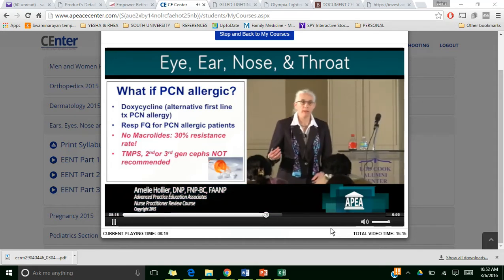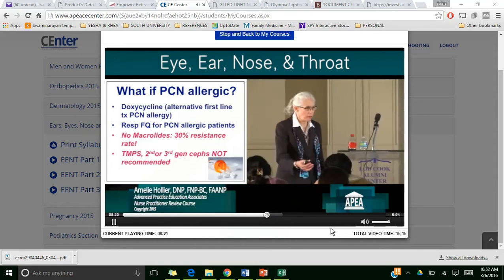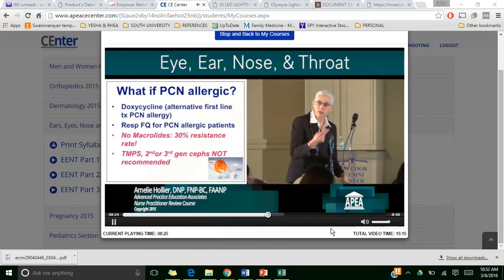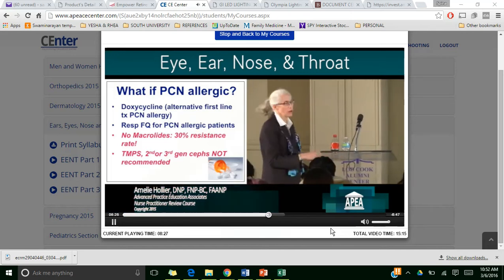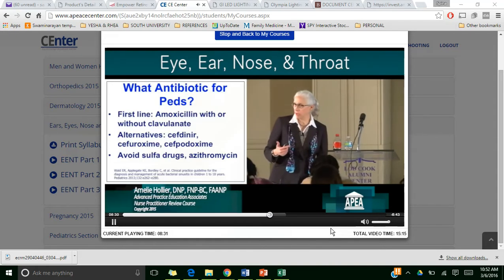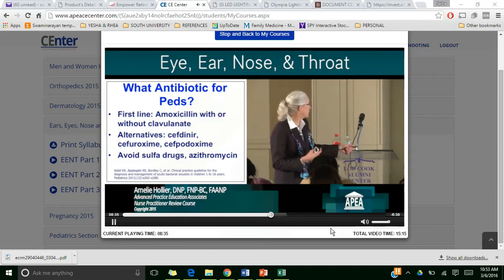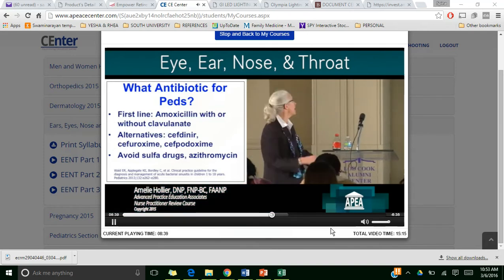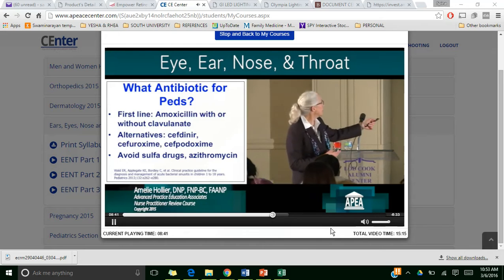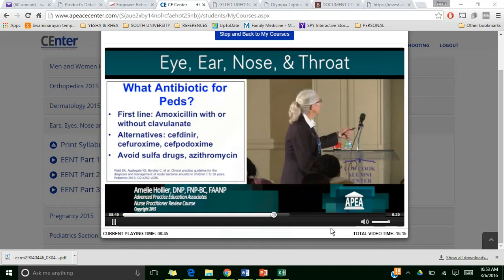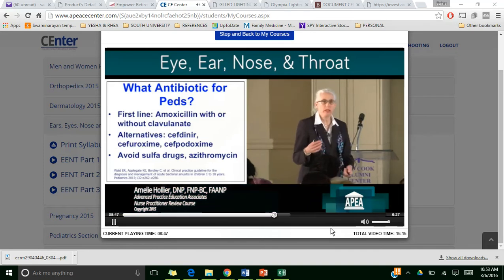So what about peds? Do the same rules apply? Well, kind of. With peds, the Pediatric Infectious Disease people released a guideline in 2013. It is fair game on your exam. First line for kids can be amoxicillin with or without clavulanic acid. In kids, we still are okay with using these second and third generation cephalosporins, but even in children, the recommendation is the same as adults. No sulfa drugs and certainly no macrolides, all right?